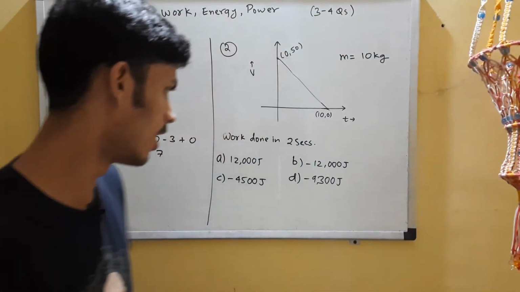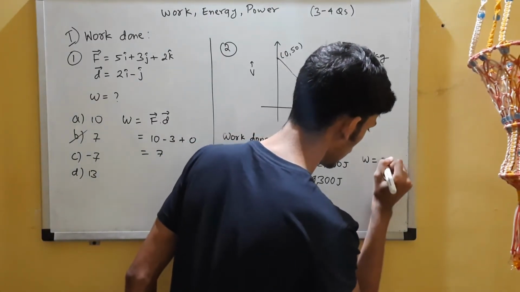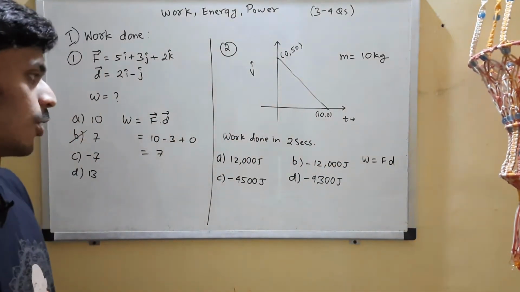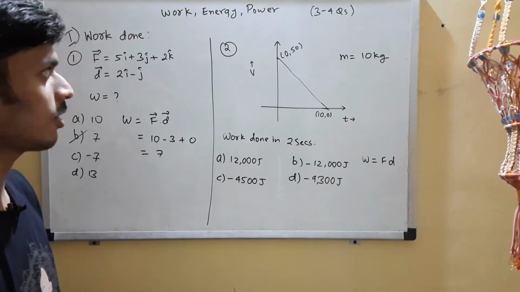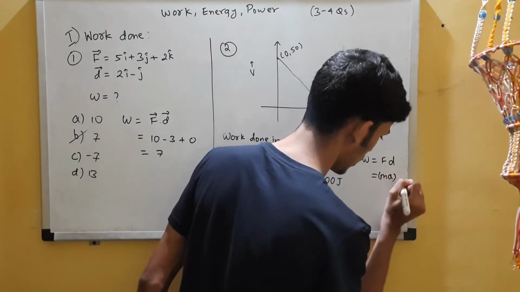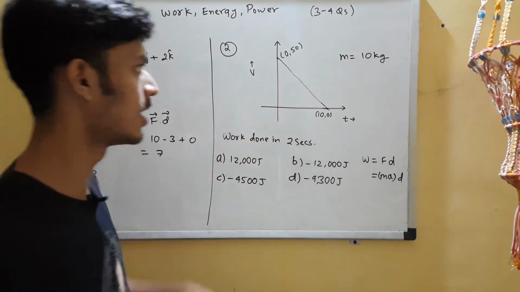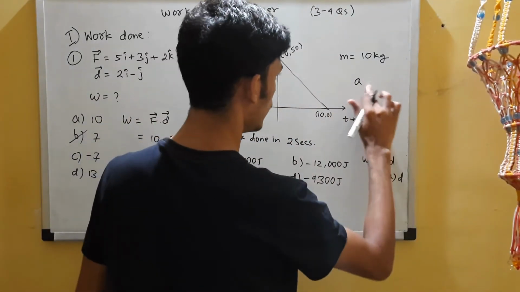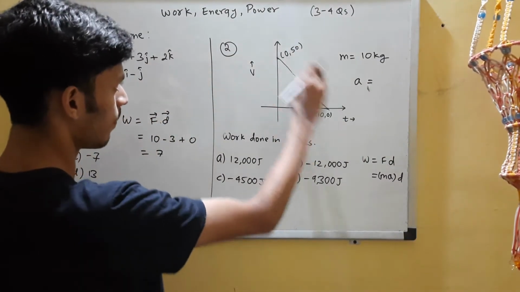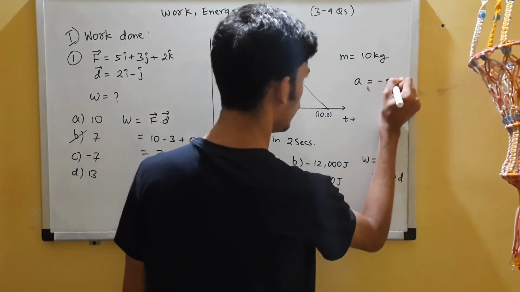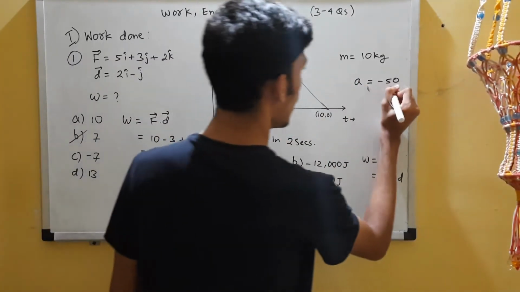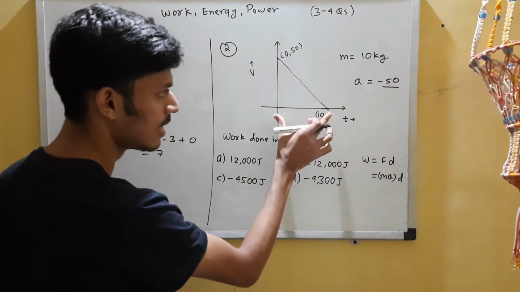First of all, again we'll use the same thing. Work is force into displacement, right? And from the v-t graph we can find the acceleration. Force we can write as mass into acceleration. Mass we have, acceleration we'll find from this graph as its slope. The change in velocity is minus 50: final velocity 0 minus initial 50, divided by the time taken, which is 10 seconds.